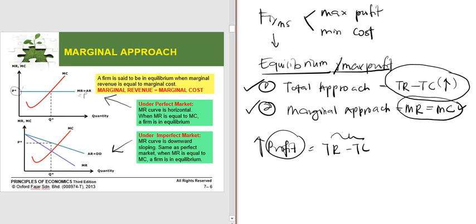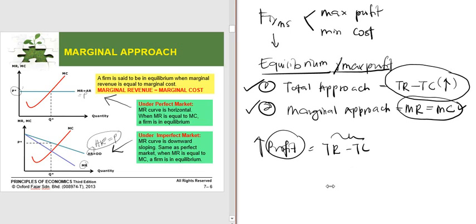Look back at the characteristics of perfect market: the firms in a perfect market are price takers. So they will take 5 ringgit as the equilibrium price for the market. But for imperfect market, the marginal revenue curve is differentiated from the average revenue curve. Average revenue is basically equal to price.